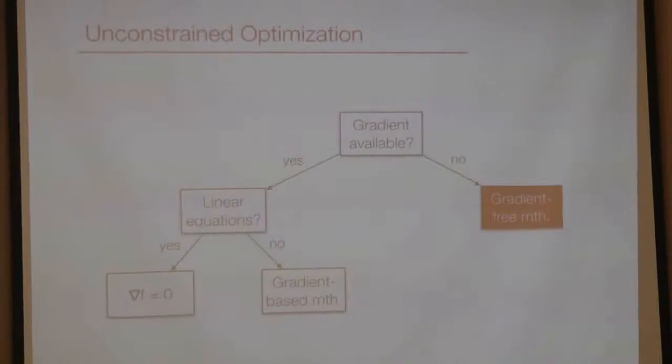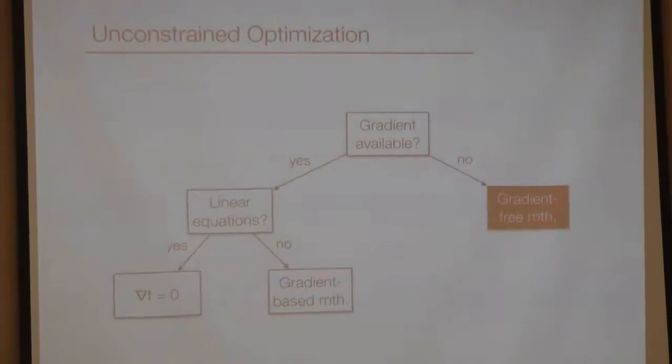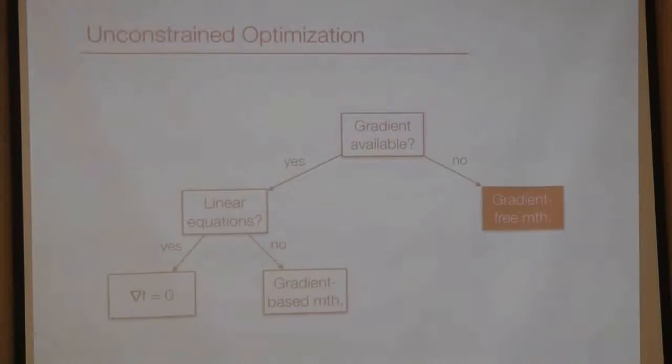Okay, so let's move to the topic of today's lecture. What we would like to do is to minimize the objective function in the absence of constraints. So we have unconstrained optimization. And we are going to assume that we don't even have the gradient of the function available. Okay? And in such a case, we need to use gradient-free methods.